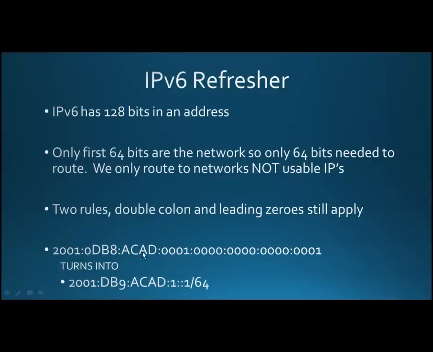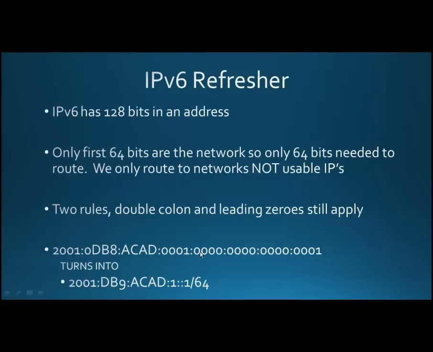Remember, the first three are called the prefix or the global identifier. This is what's going to be different for each person. And then this fourth one is where you subnet. Now we'll get into all that later on, but there are two rules. The first rule is you can eliminate one group of zeros, and the second rule is you can eliminate leading zeros.